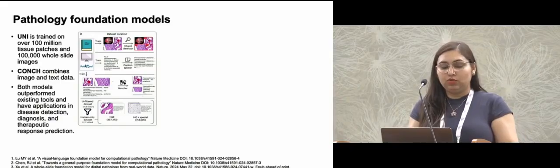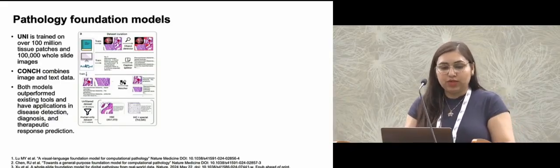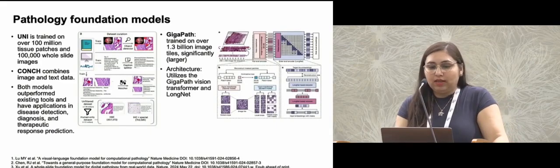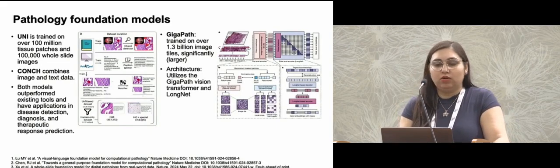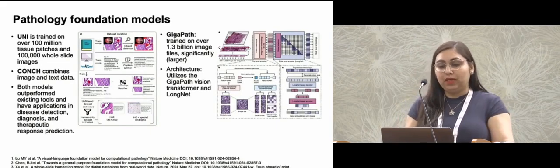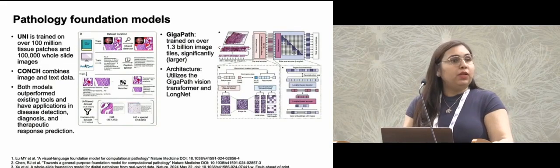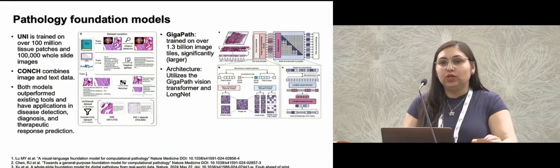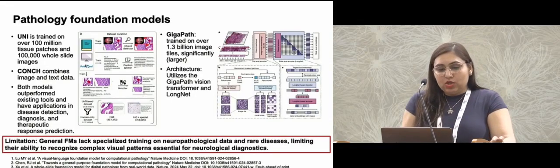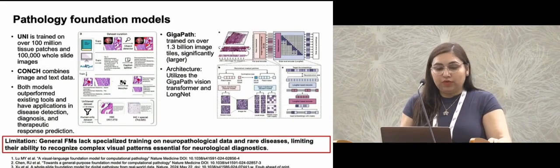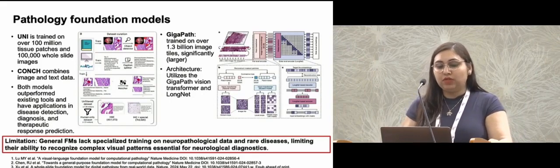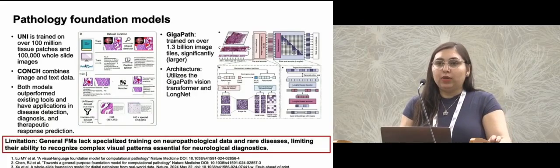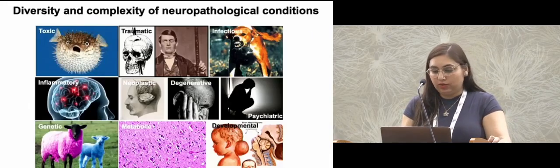I think most of the people have already covered these pathology foundation models. So there is Uni, there is Conch. These have been already used for several downstream applications. And there is Gigapath. I think I've seen slides of this as well. So this was trained over a bigger architecture and more data. But the bigger architecture doesn't mean the model is going to be better. So there is a limitation in the general purpose pathology foundation models. They don't have specific training on neuropathology data, and they are not able to diagnose rare diseases. So that could limit their ability to recognize complex visual patterns that are important for neurological conditions.